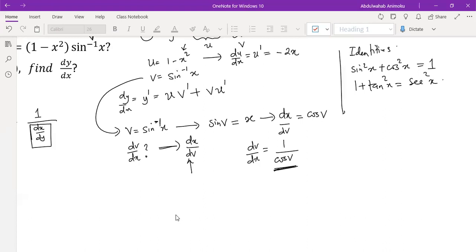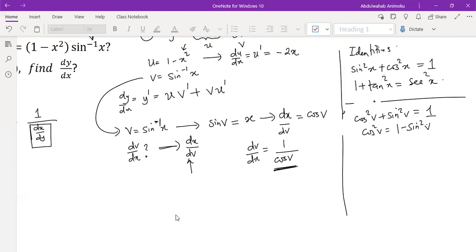So when we apply the first one to this problem, note that cosine squared v plus sine squared v will also be equal to 1, if you just change the variable from x to v. Which means that cosine squared v is 1 minus sine squared v. So cosine v, which is what you're looking for, is the square root of 1 minus sine squared v. Now that you know this, what is sine v? We know what sine v is. Sine v is x.